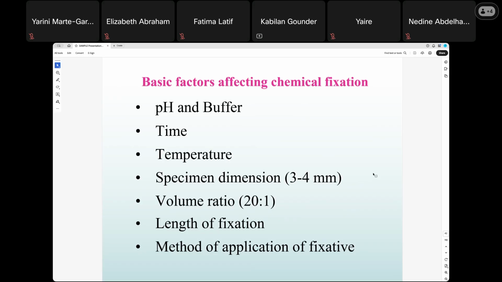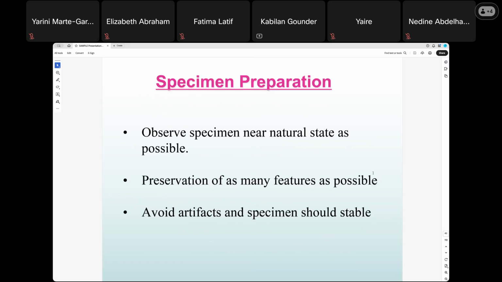Our goal, as we discussed, is to preserve as many features as possible, in the original, near natural state as possible. That is the most important thing. When you dissect a sample from an animal or human, that's a biopsy sample. During that biopsy sample, to process and observe it, the sample's structure has to be maintained.